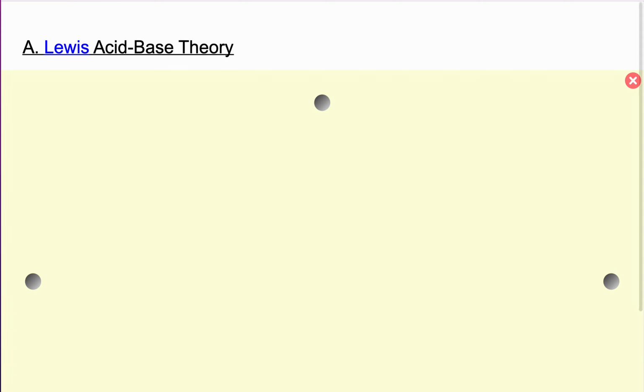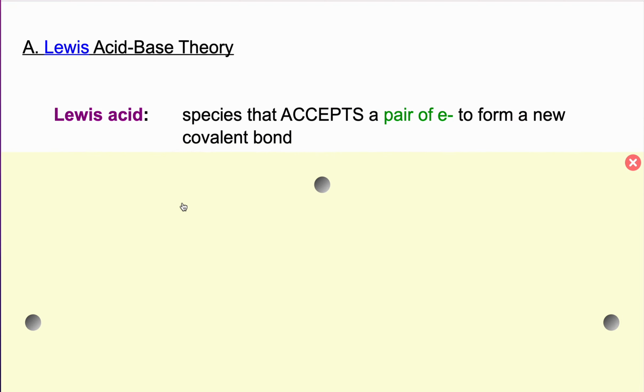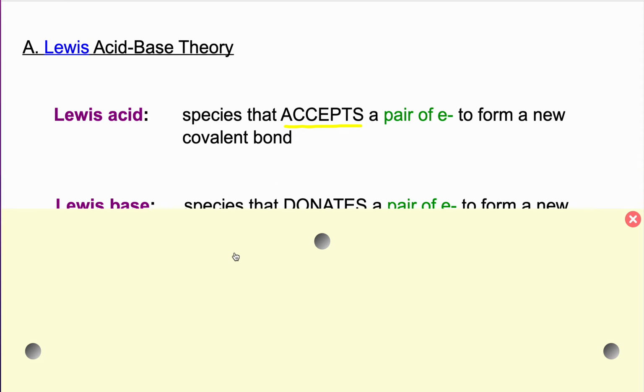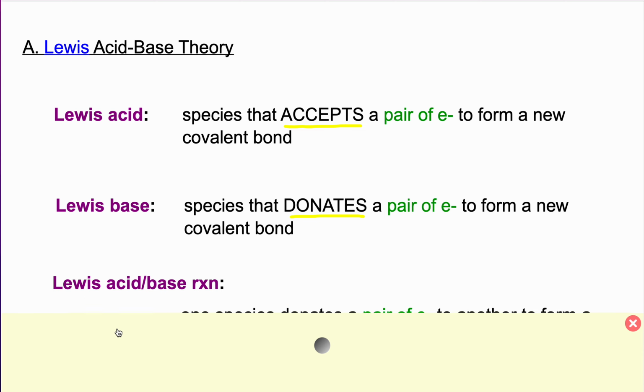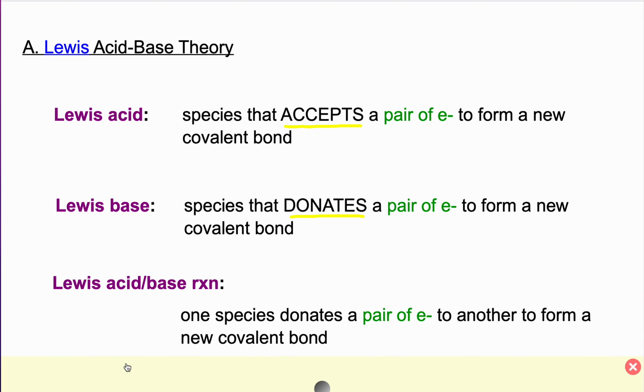Now, our final and most general definition is the Lewis acid-base theory or definition. You'll see that not only does this not involve forming hydronium ion, it doesn't even involve water. According to the Lewis definition, a Lewis acid is a species that accepts a pair of electrons to form a new covalent bond, whereas a Lewis base is a species that donates a pair of electrons to form a new covalent bond. So in a Lewis acid-base reaction, one species, the base, donates or gives away a pair of electrons to form a new covalent bond.